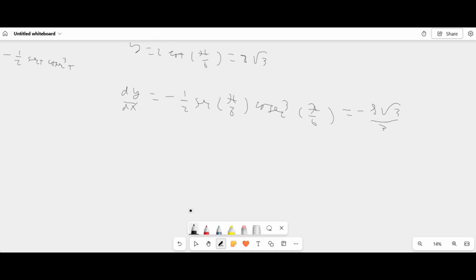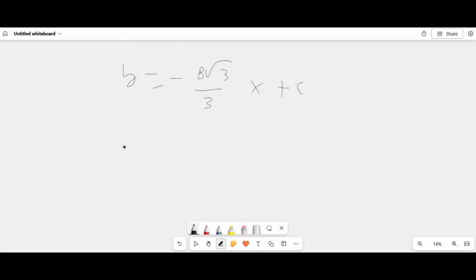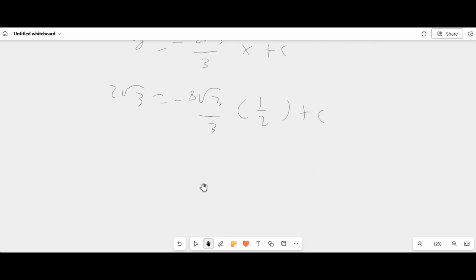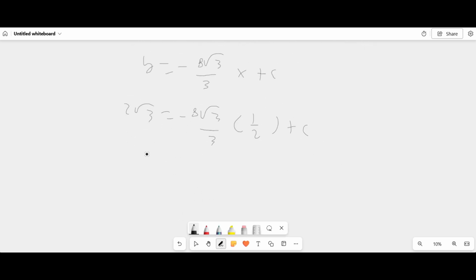So we're looking at a tangent here. So it's going to be y equals minus 8 root 3 over 3 x plus c here. And obviously we know what x is, we know what y is. y is just going to be 2 root 3, and x is just going to be what we found earlier, that's 1 over 2. So 1 over 2 here plus c. And obviously you bring c to the other side, so times half and then bring that there, and you're going to get 10 root 3 over 3 is going to be c here.